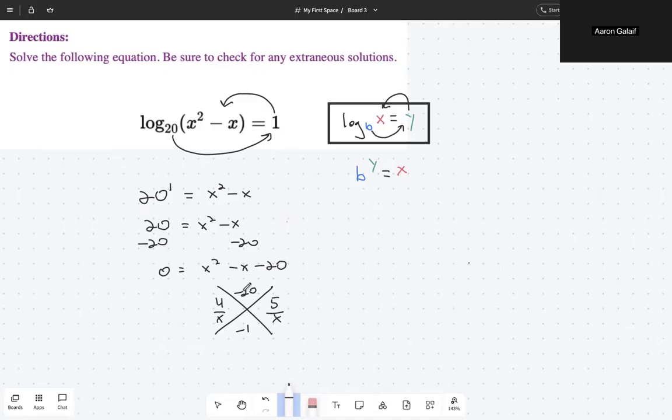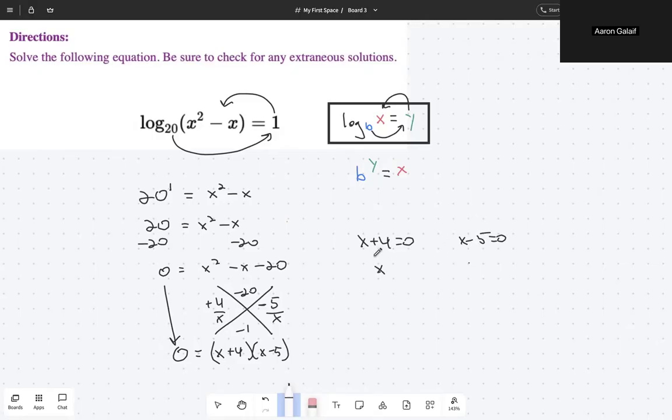5 times 4 is 20. We need it to be a negative 1, so we'll get a negative 5, a positive 4. We'll rewrite it, x plus 4, x minus 5. This is, again, set equal to 0. Separate and solve, so we'll move over here. X plus 4 is equal to 0, and x minus 5 is equal to 0, sorry.